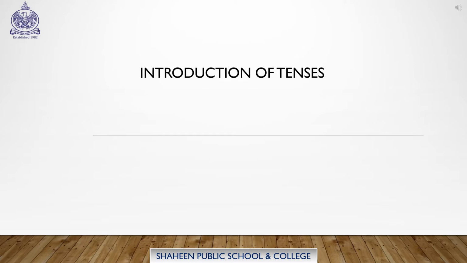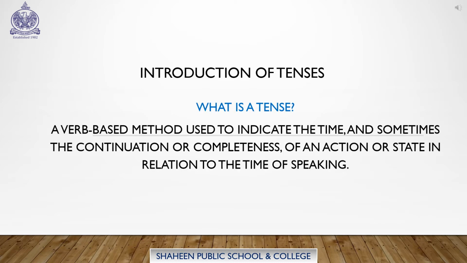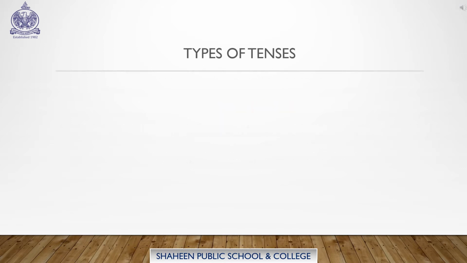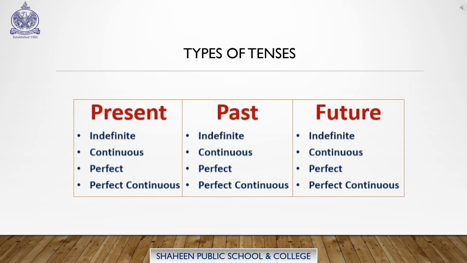First of all, we should know what is a tense. A tense is basically a verb based method that is used to indicate the time and sometimes the continuation or completeness of any action or state, but in relation to the time of speaking. There are three basic types of tenses: present, past, and future. And these three types of tenses are further subdivided into indefinite, continuous, perfect, and perfect continuous.